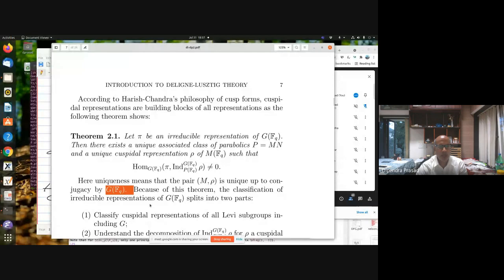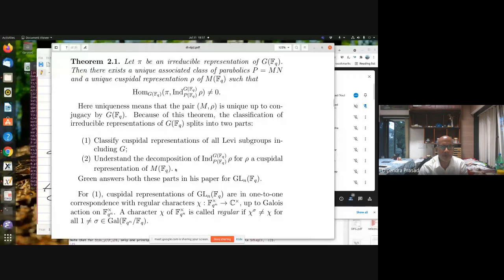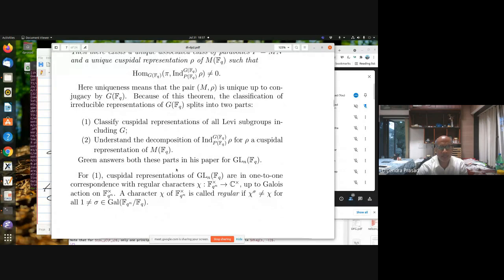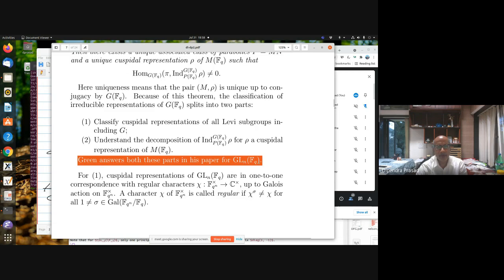Because of this theorem, the classification of irreducible representations of G(F_q) splits into two parts. One is to classify cuspidal representations of all Levi subgroups, including G, and then to understand the decomposition of induction from P to G of a cuspidal representation. In some sense, Green is the one who began the modern study of representation theory in some generality. He wrote a paper on GL_n(F_q), which is still considered fundamental, in which he answers both these questions quite completely.